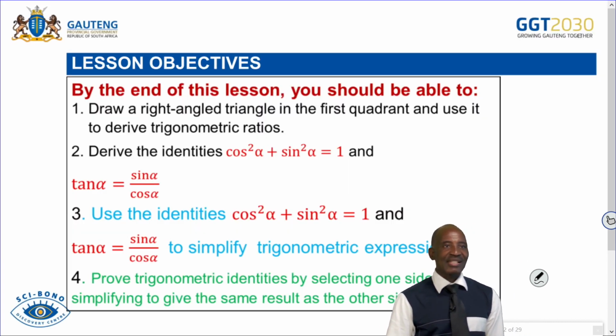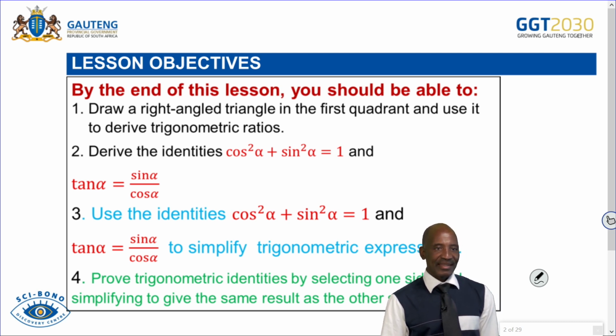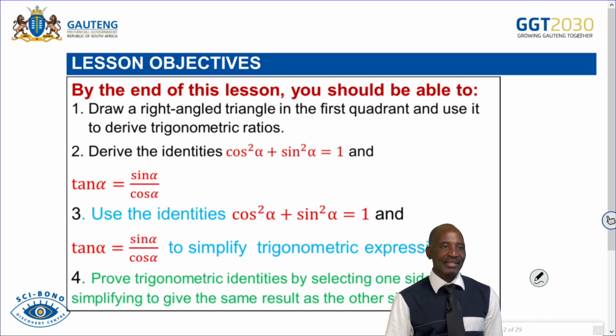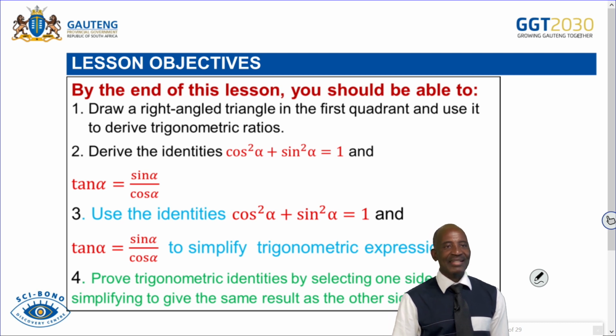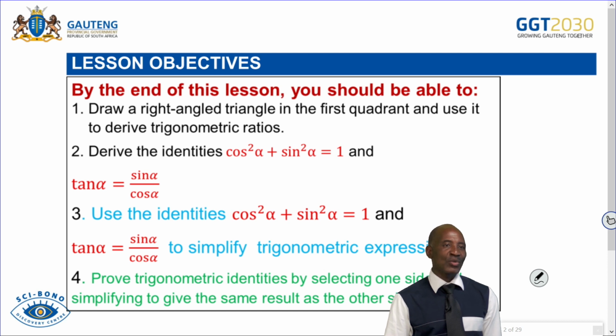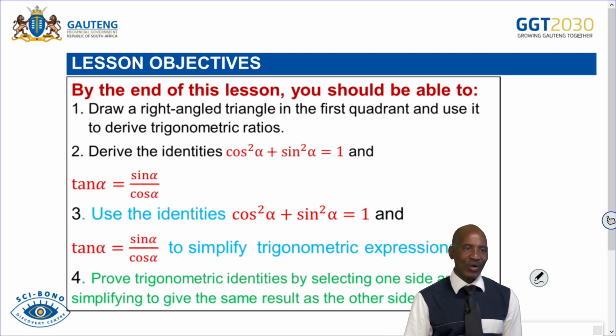By the end of this lesson, you should be able to draw a right angle triangle in the first quadrant and use it to derive your trig ratios. Two, you should be able to derive the identities cos squared alpha plus sine squared alpha equals 1, and tan alpha equals sine alpha over cos alpha. Those two are identities. I specifically used alpha there. You can use any other variable. It could be cos squared x plus sine squared x equals 1. Any variable that you use for the angle will still hold.